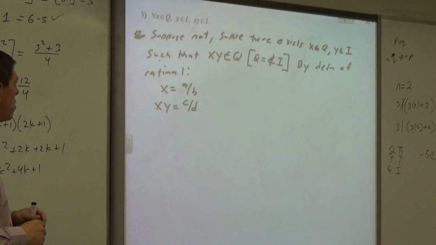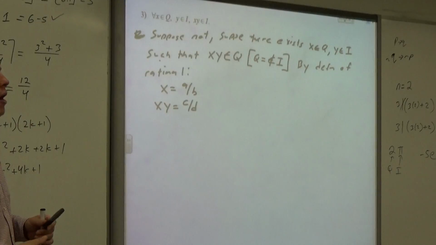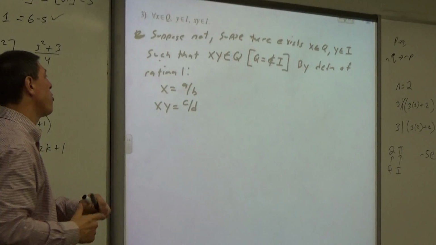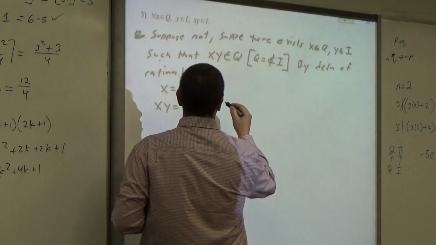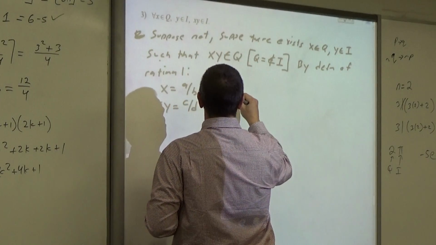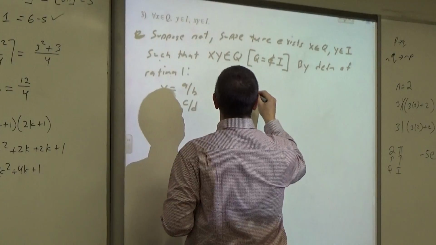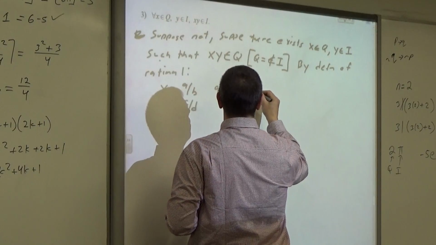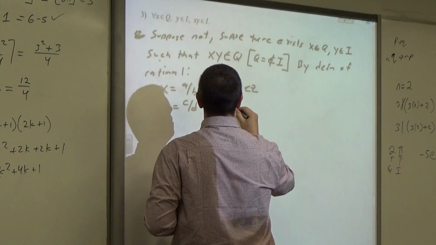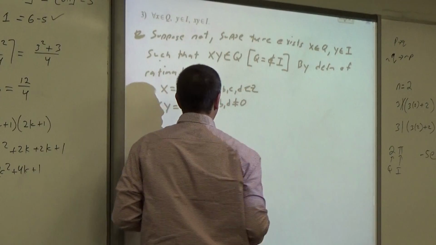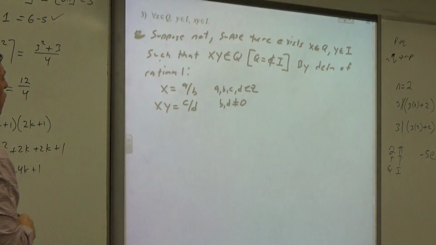Okay. And of course, we have to say what about a, b, c, and d? They're integers. C and d, or b and d are non-zero. Okay. So we're going to say a, b, c, d are integers, and b, comma d non-zero. Okay. So I'm feeling that so far.